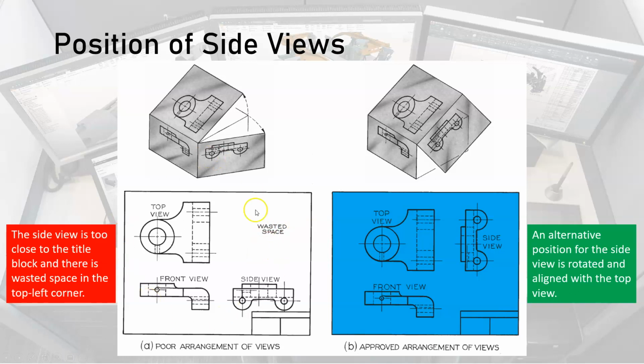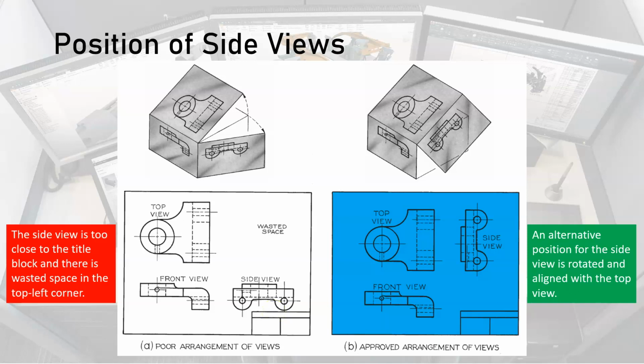So you can see in this example over here on the left-hand side, we have our typical top, front, and right side view here. But notice the right side view is developed from, or projected from, the front view. And what happens here is 2 things. One, we end up having a view that's much too close to the title block over here. And we end up having a lot of open space here. Now, generally speaking, open space is not such a bad thing, but in this case, the view being so close to the title block is going to be very problematic.